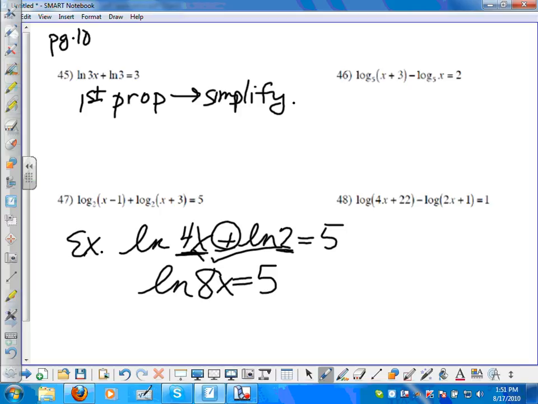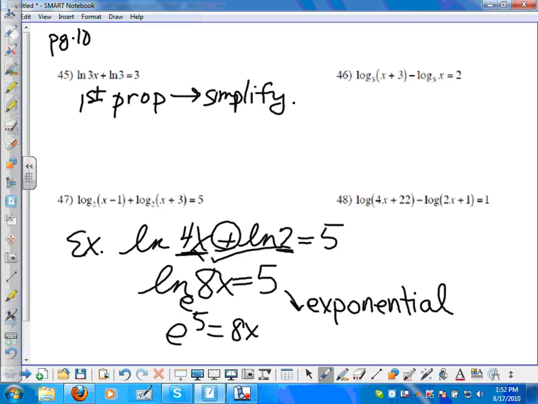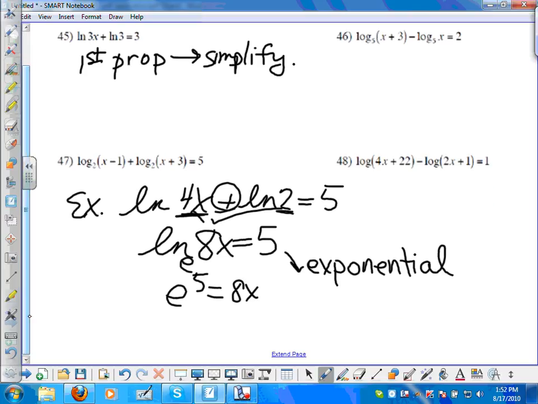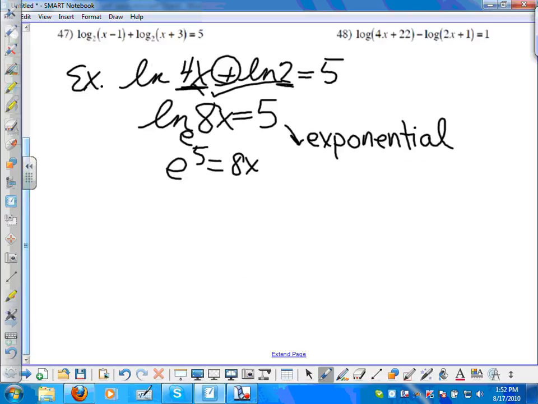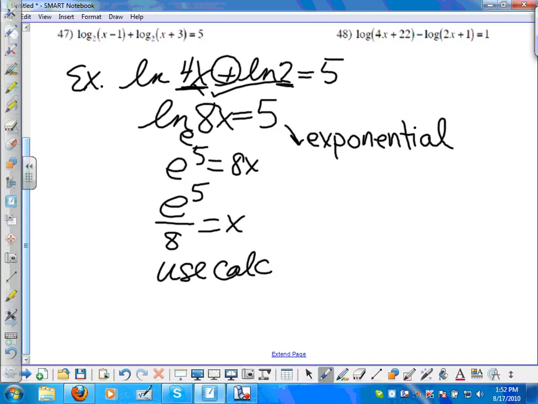Well, then I have to go into exponential form. What's the base of the natural log? The base of the natural log is e. So this is e to the 5th equals 8x. Then what do I do? Well, e is just a number, so I divide both sides of this by 8. E to the 5th divided by 8 is equal to x. And then I can use my calculator to get an approximate answer for this if I need to.